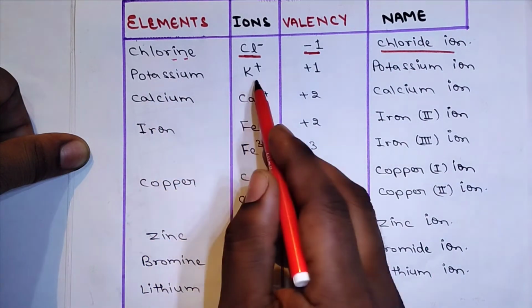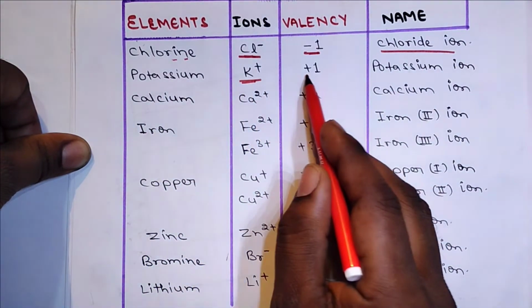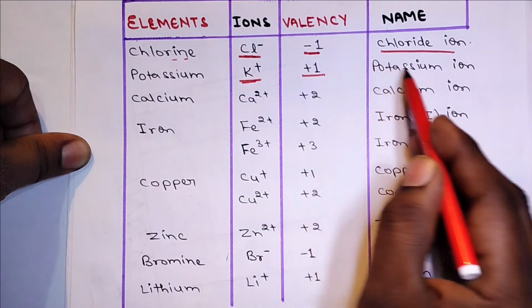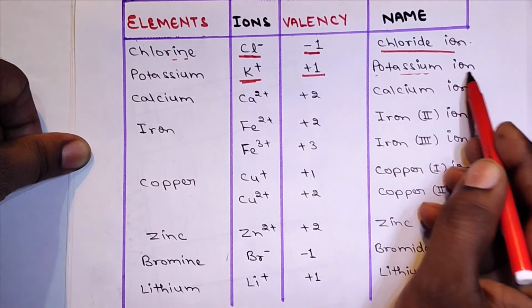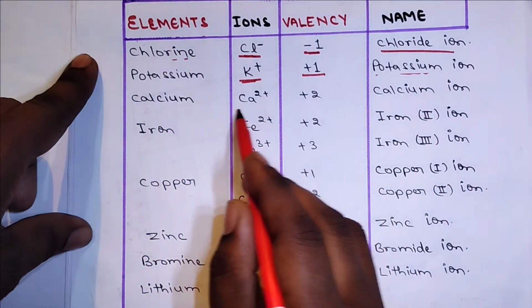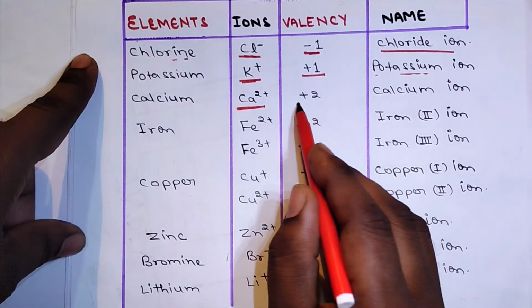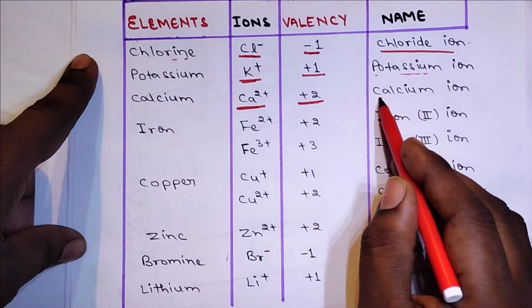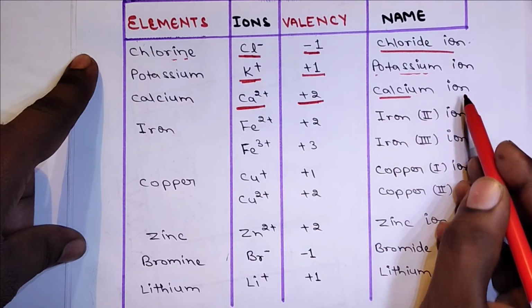Next is potassium. It forms K+ ion, its valency is +1 and its name is potassium ion. Our next element is calcium. It forms Ca2+ ion. Its valency is +2. Its name is calcium ion.